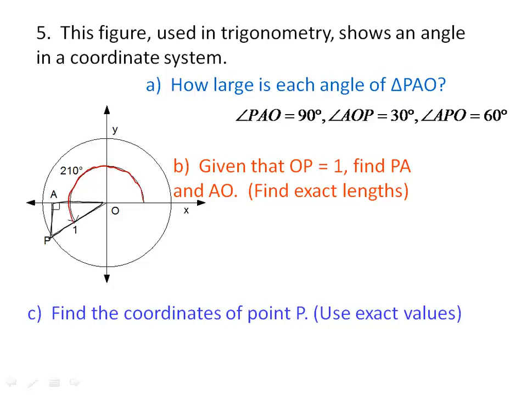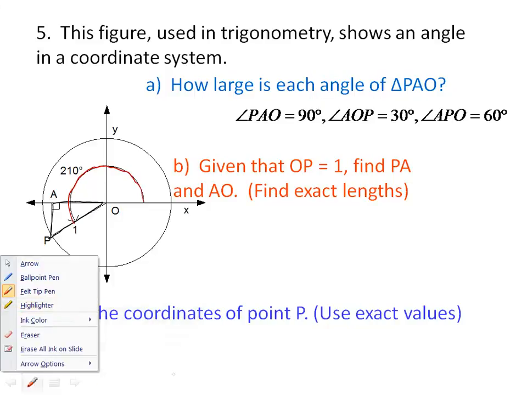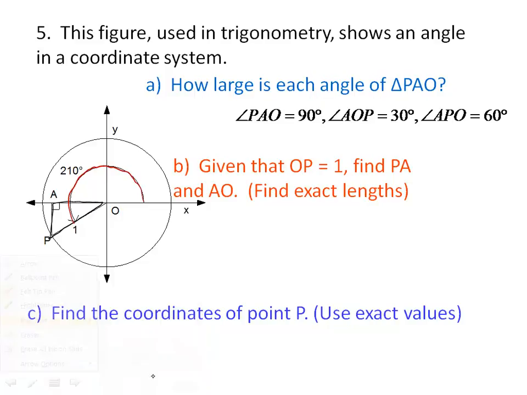Well, part of that is a semicircle. That part. That's 180 degrees. So then 210, which is the whole distance, minus 180, which is the distance up to this point, is 30 degrees. So that means that angle AOP is 30 degrees. Well, then we can easily figure out what angle APO is. If I got a 90 and a 30 degree angle, then this one's got to be 60.